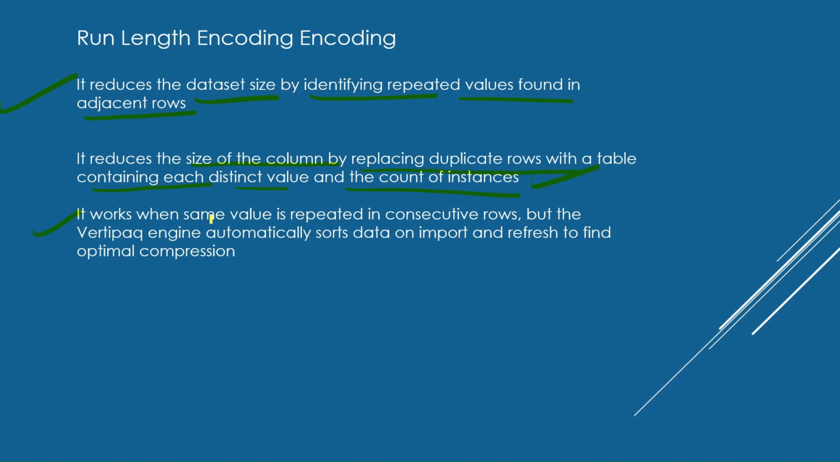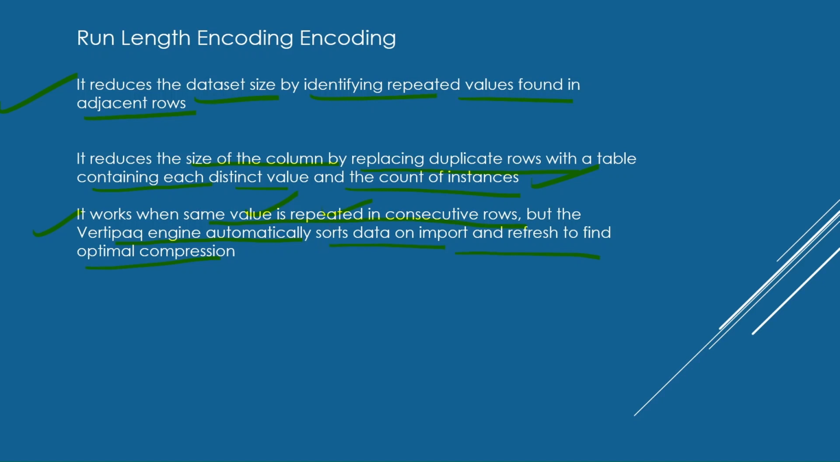It works when the same value is repeated in consecutive rows. This is one of the prerequisites to apply run length encoding, because it will only apply to values which are repeated in consecutive rows. But the VertiPaq engine automatically sorts the data on import and refresh to find the optimal comparison.